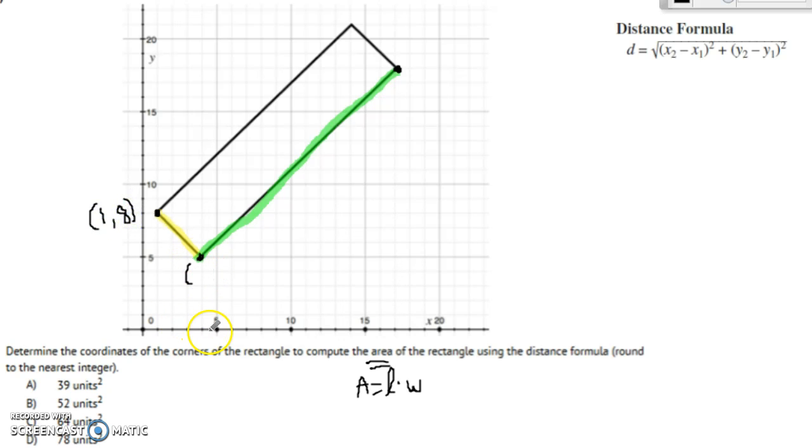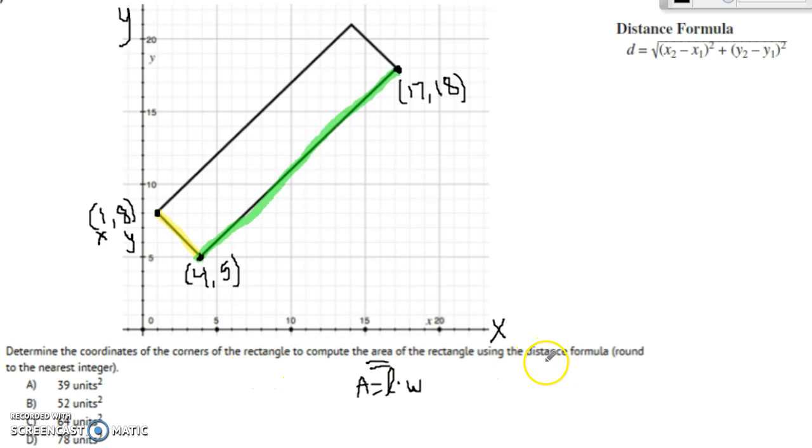This coordinate looks like it's at 4, 5. And remember, coordinates are always x value first and then y value. This is the x-axis, this is the y-axis. So to get this one, we would go down to the x-axis first, which is at 17, and then we would go over to the y-axis, which is at 18. Alright, so we've labeled the corners.